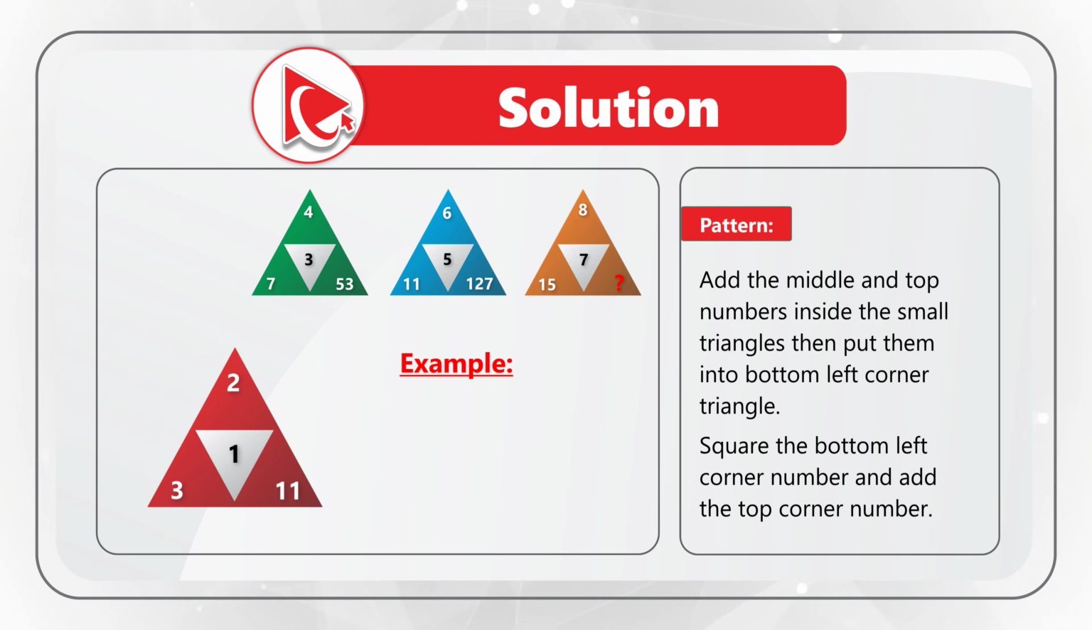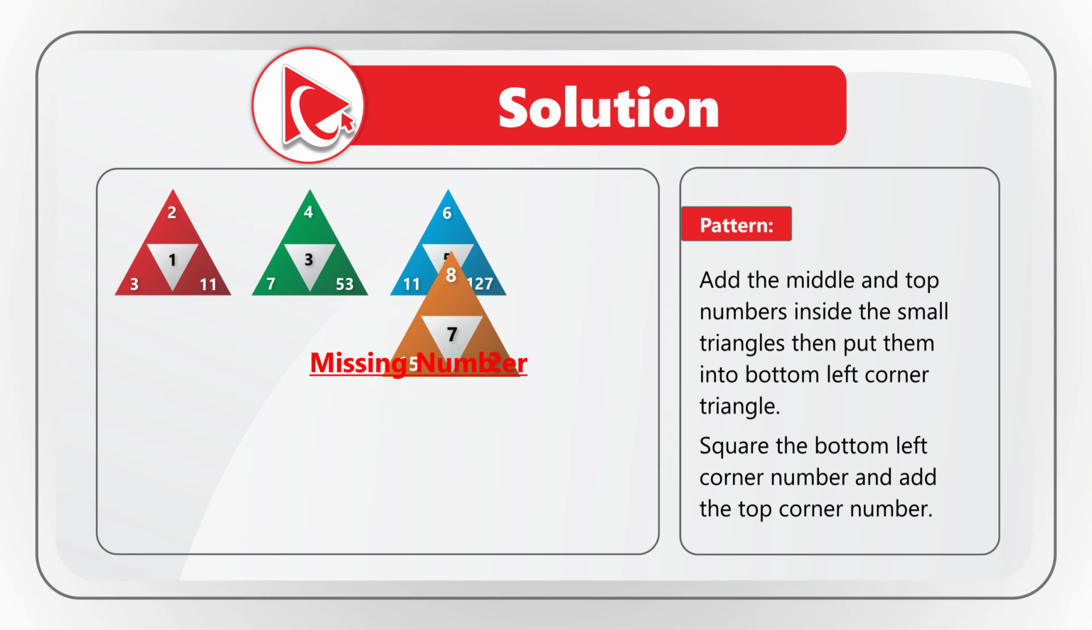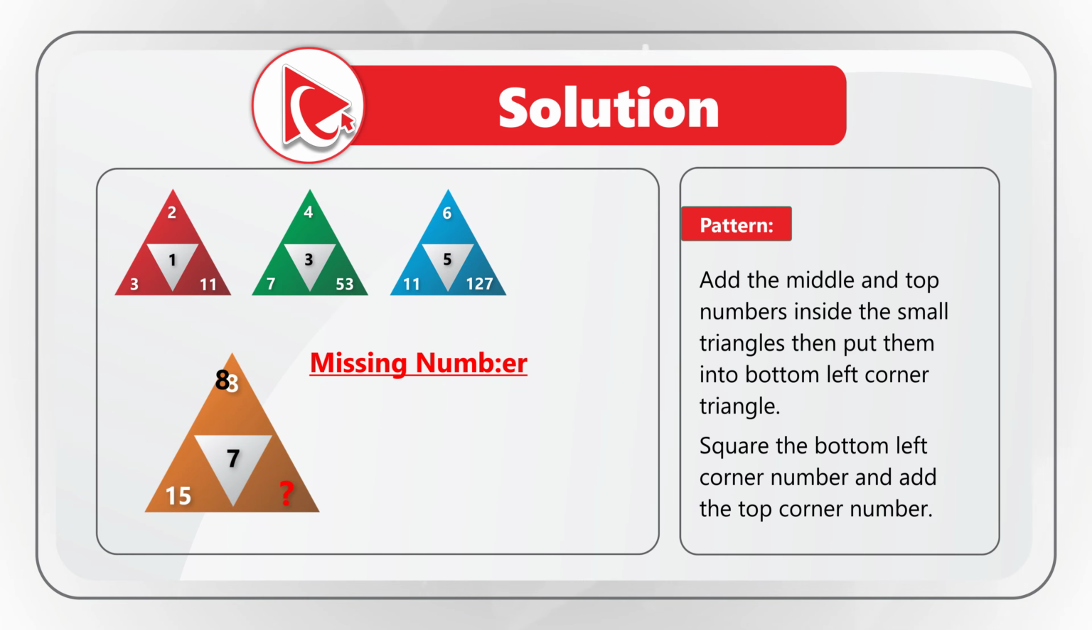The best way to understand it is to look at the example. Let's look at the first triangle. 2 plus 1 equals 3. 3 squared equals 9. And 9 plus 2 equals 11. Armed with this information, let's find the missing number. First, let's add 8 plus 7, top and the middle numbers. 8 plus 7 equals 15. And you can confirm this calculation by looking at 15 in the bottom left corner of the triangle.